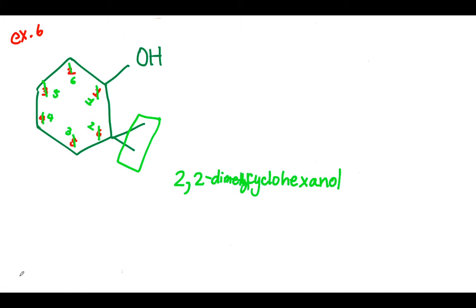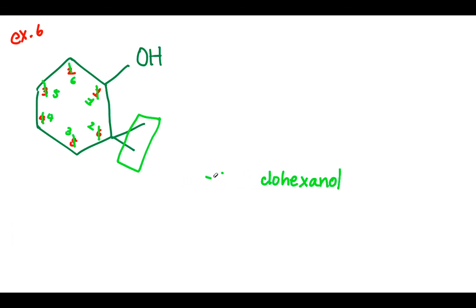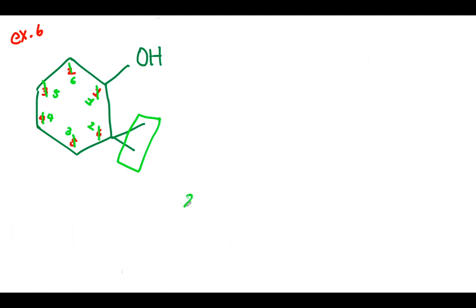I'm running out of space here. I'm going to write that again. But the idea here is that you want to give the lowest possible numbers to any other side groups. So the rules that we learned earlier don't really go anywhere. We are using that. We're just building upon these as we go through each of the different functional groups.